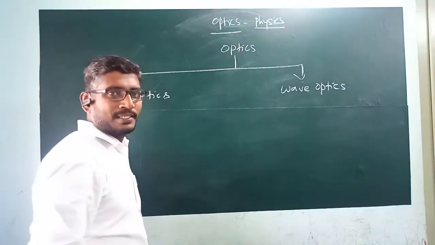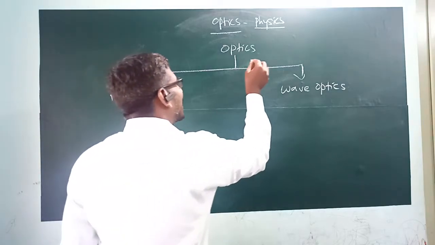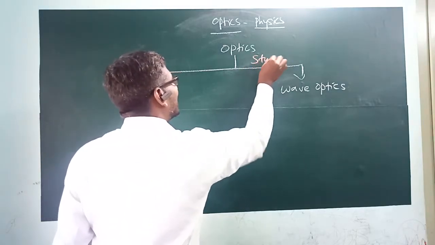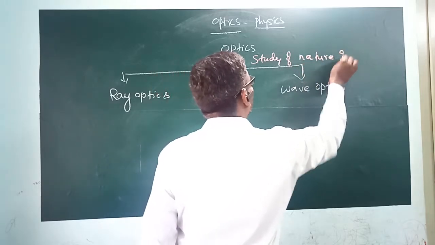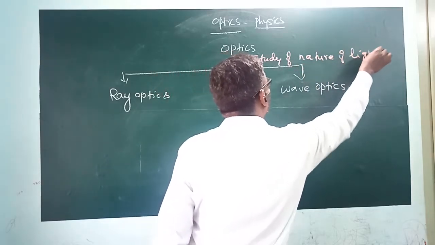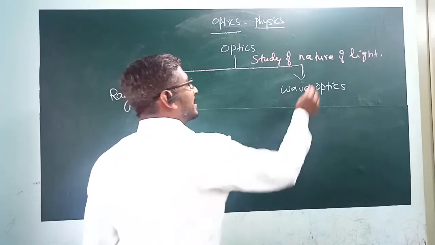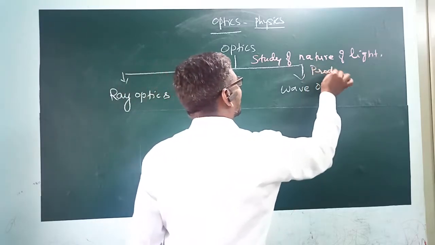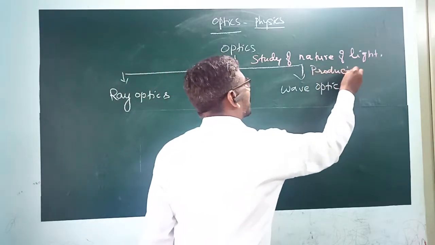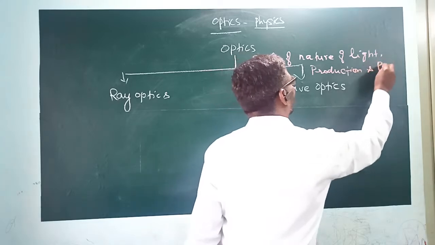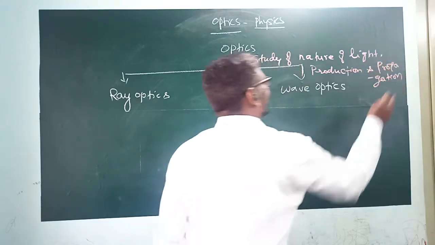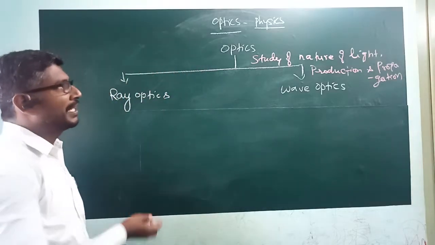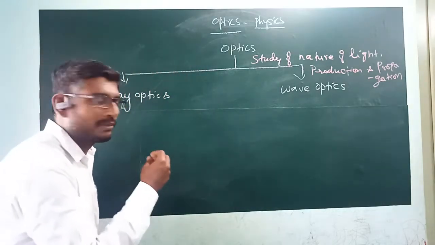What is optics? Optics is the study of the nature of light. It's not only the study of the nature of light, but also its production and propagation. So moreover it looks like theory, but you should have the idea behind optics, what you are going to learn.